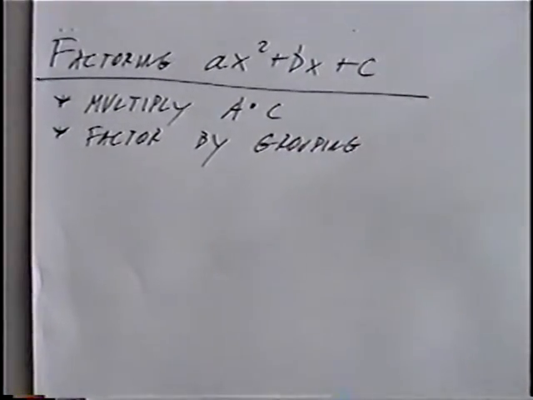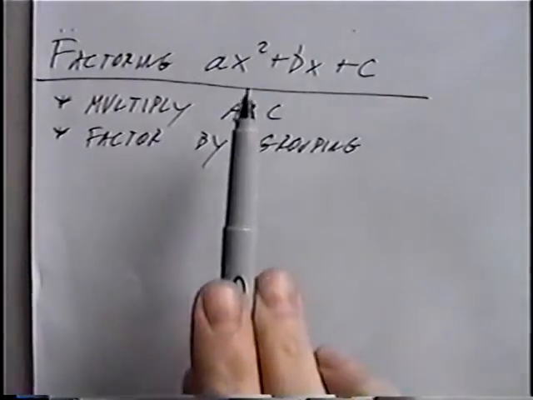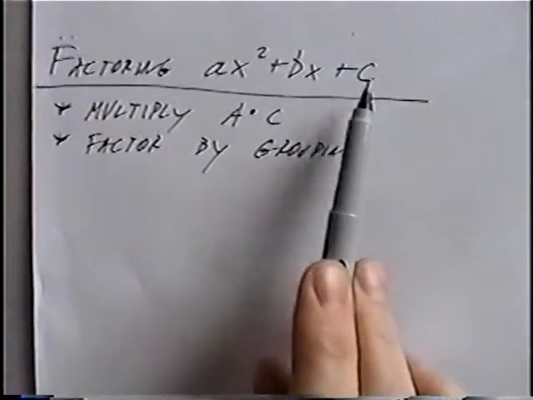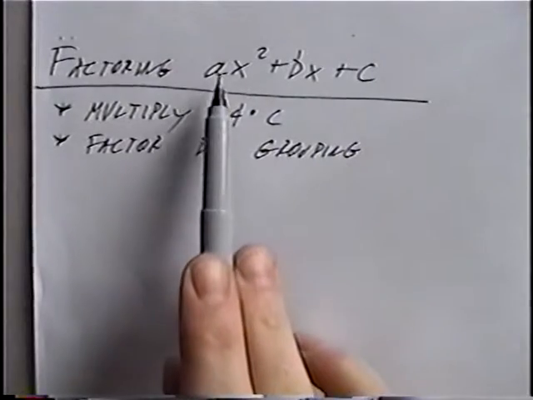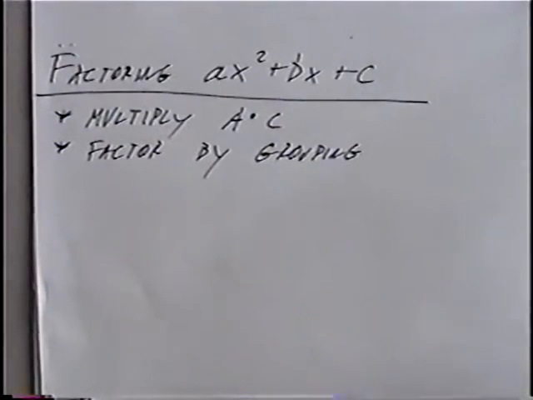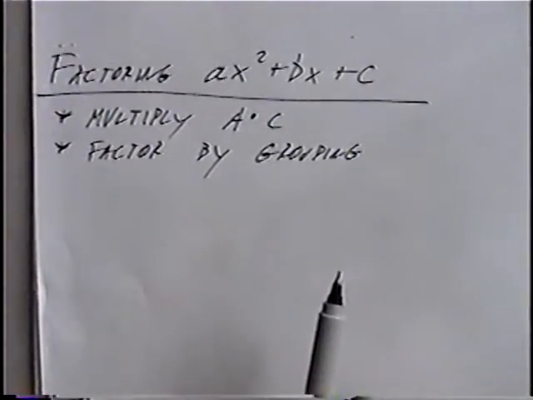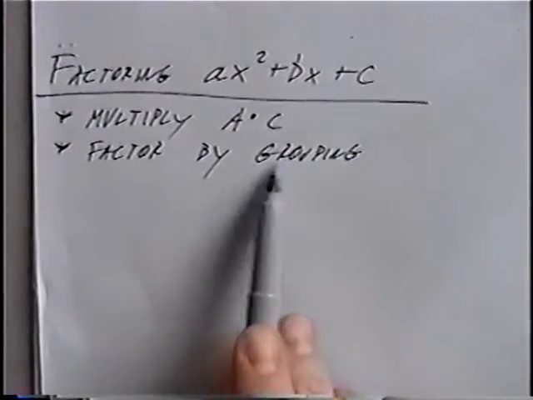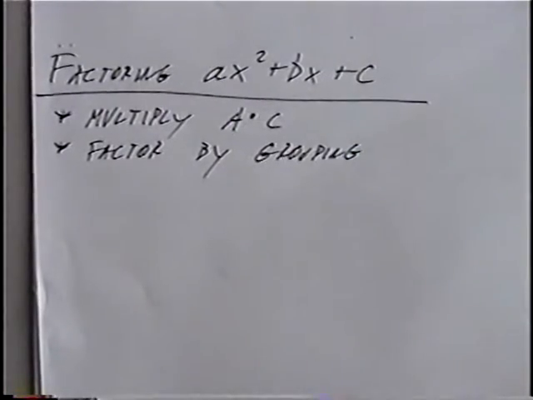These questions will be similar to the diamond method or the x problems we solved, x squared plus bx plus c. Difference is we're going to have a number, or a coefficient, in front, so we're going to have to multiply a times c. We're also going to use factor by grouping, which we did in the previous section.